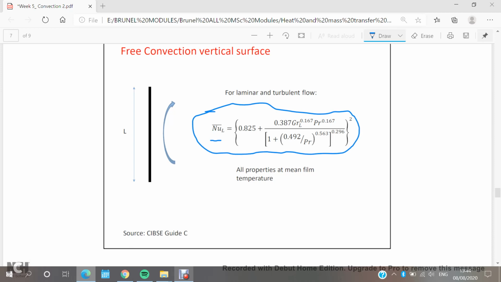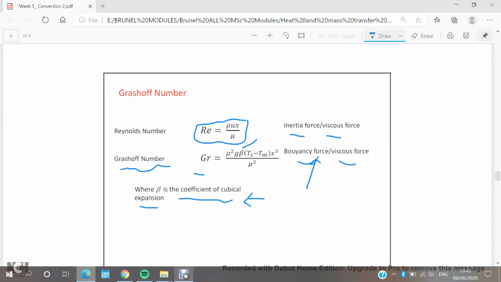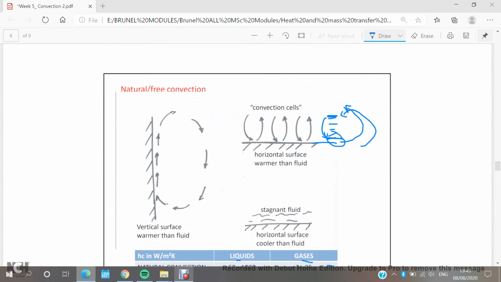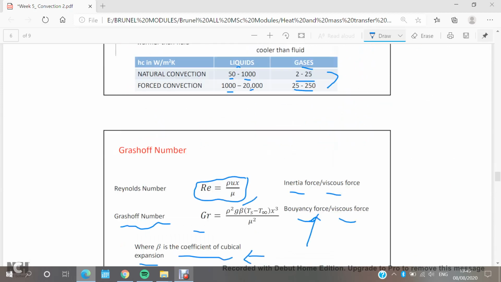Remember that the Grashof number is a new parameter to be calculated for natural convection because it includes the buoyancy force. And as I mentioned before for forced convection, every flow property is calculated at the mean film temperature, which is the inlet temperature plus the outlet divided by 2. Okay, so now we understand natural convection for one geometry only, which is the vertical surface.